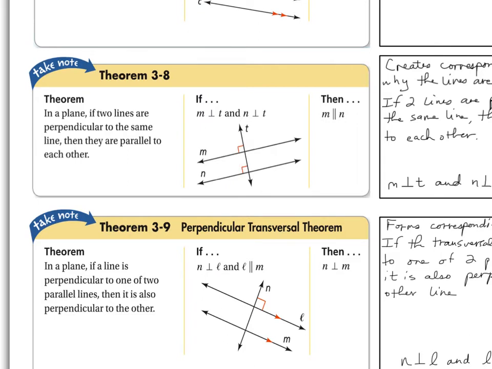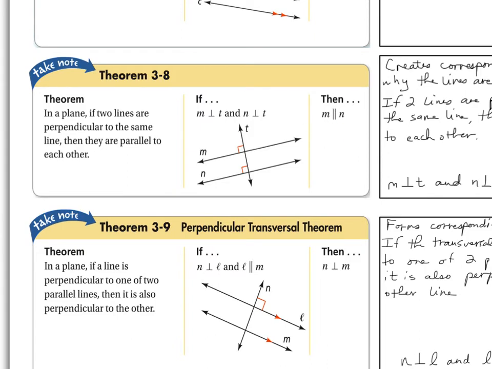Perpendicular means that they intersect to form a right angle. You may want to write that down in your notes. Perpendicular means that two lines intersect to form a right angle. So you'll notice these angles are corresponding angles. Well, if corresponding angles are the same, these two lines are parallel. That's why M and N are parallel then.